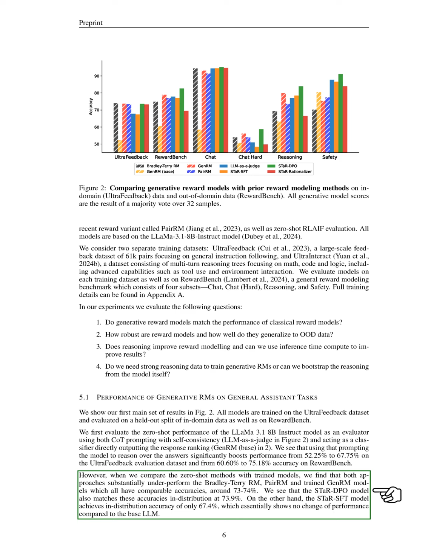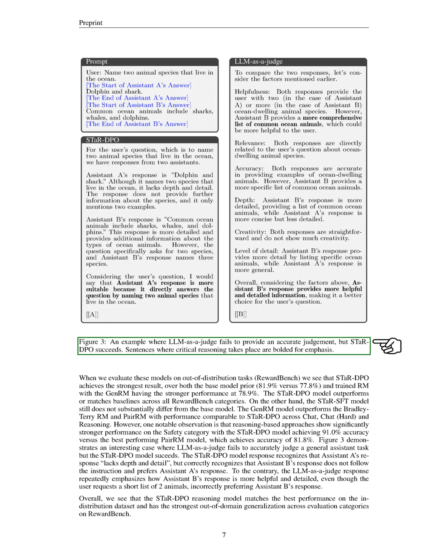The STAR DPO model consistently outperformed or matched the baselines across all RewardBench categories, while the STAR SFT model did not show significant differences from the base model. The GenRM model outperformed both the Bradley-Terry-ERM and pair-RM, achieving performance similar to STAR DPO across chat, hard, and reasoning. Notably, reasoning-based approaches excelled in the safety category, with STAR DPO achieving 91.0% accuracy compared to pair-RM's 81.8%.